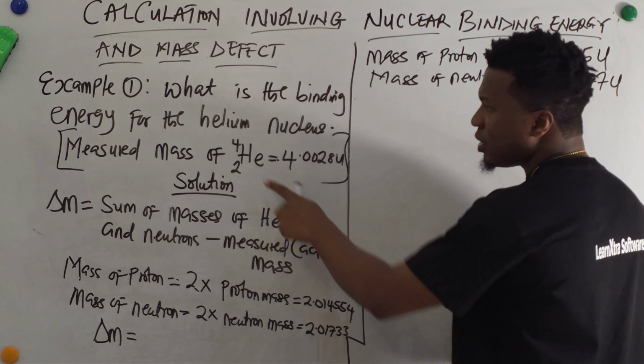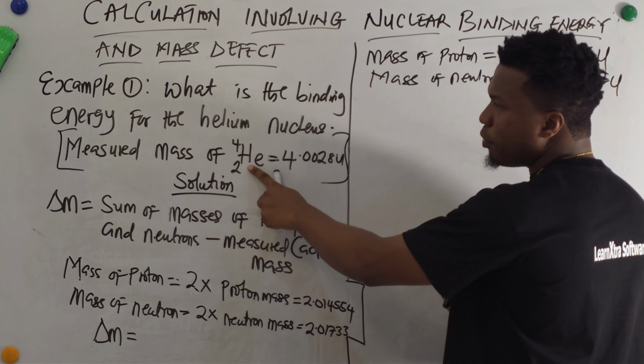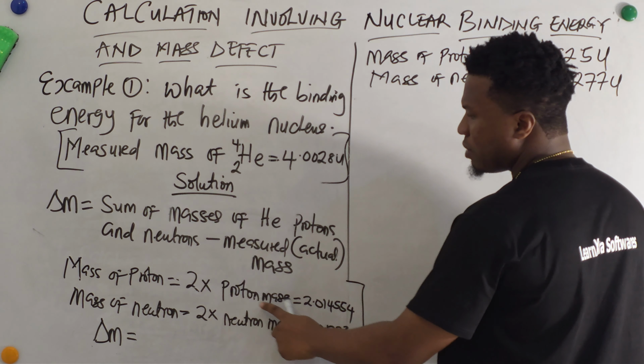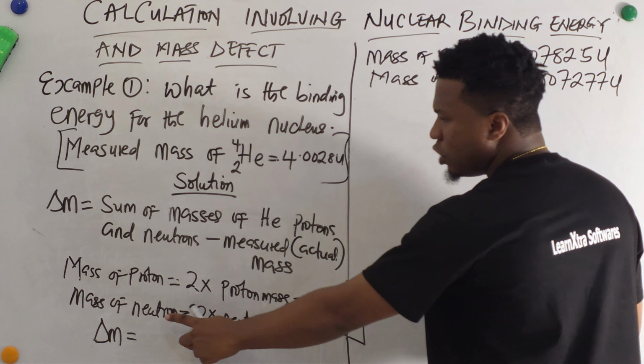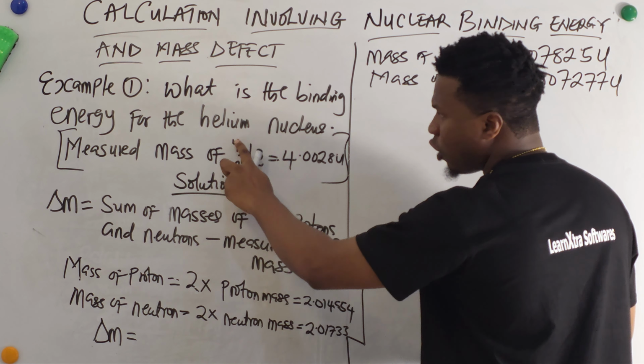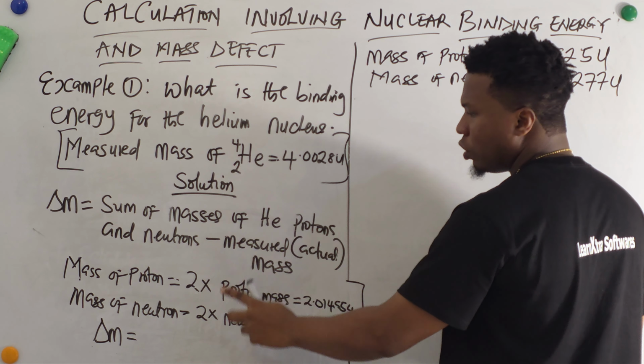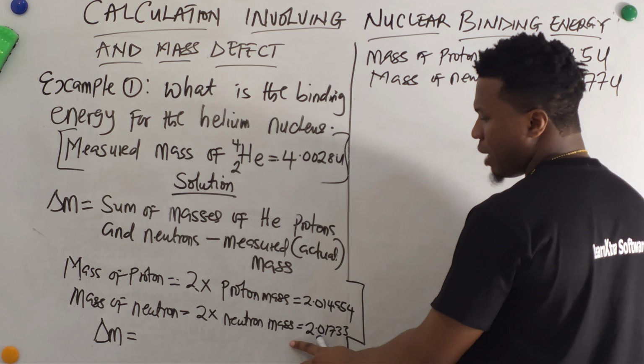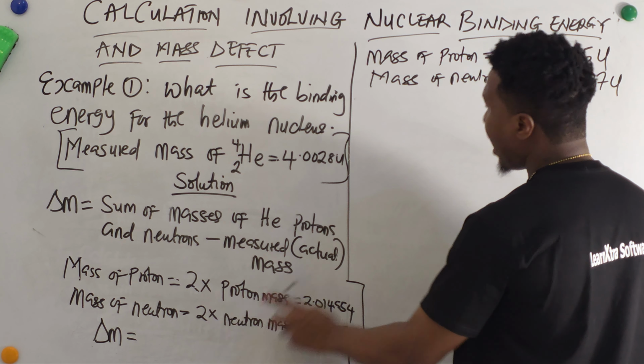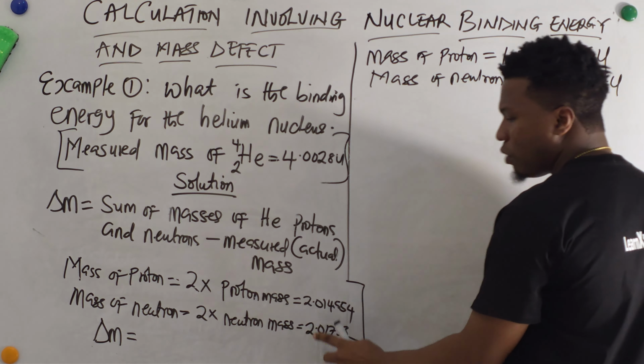Because remember that this is helium. For helium, the proton number is 2, so 2 times this, you have this. The neutron number is also 2, that is 4 minus 2 is the neutron number. So 2 times neutron mass will give you this. That's how we got this.